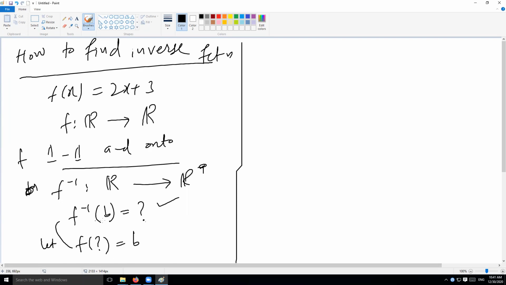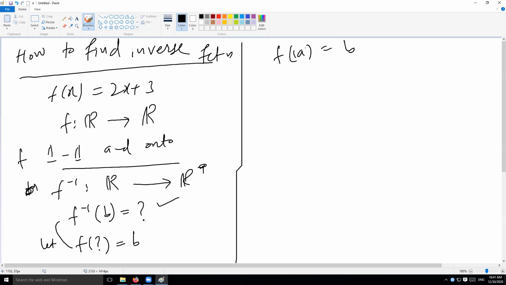So if you want to find f inverse of b equal to what, try to find f of what is equal to b. If you can find that what, just substitute that what here, and that would be f inverse of b actually. Okay? So let's say that I don't know what that what is. Let's call that what a. Okay? So f of a equals what? b. Right?